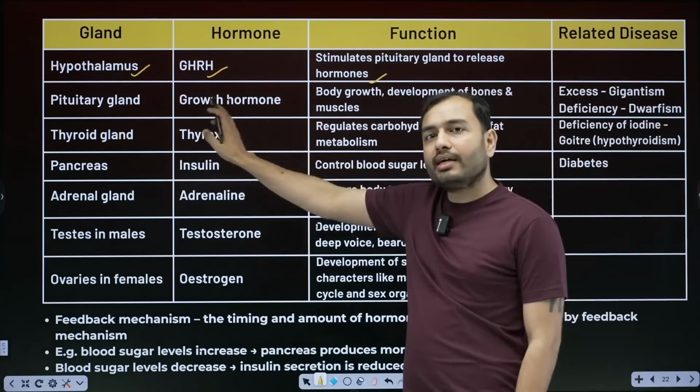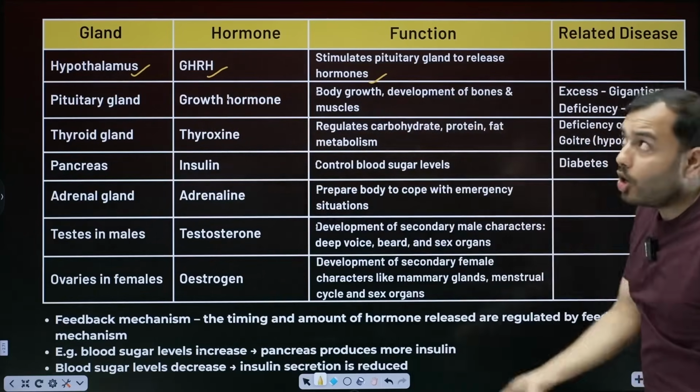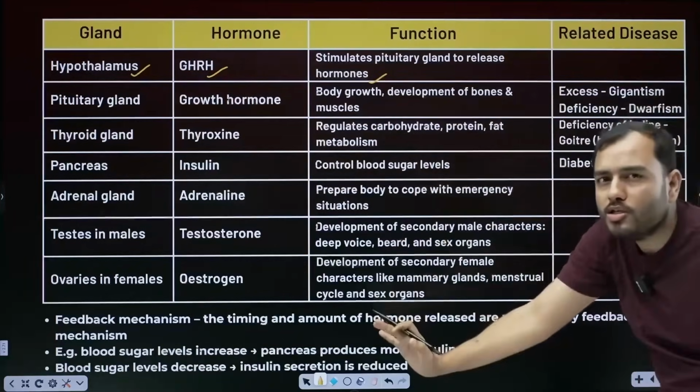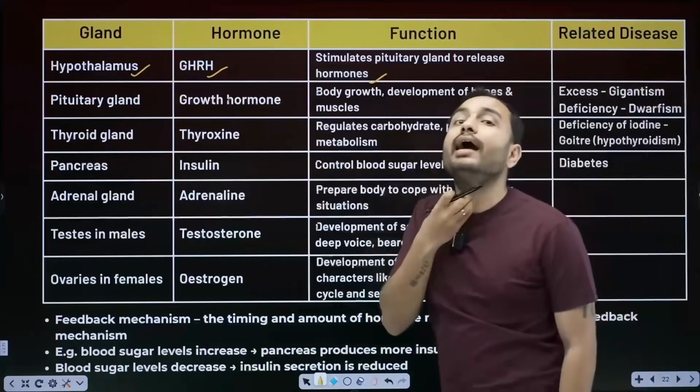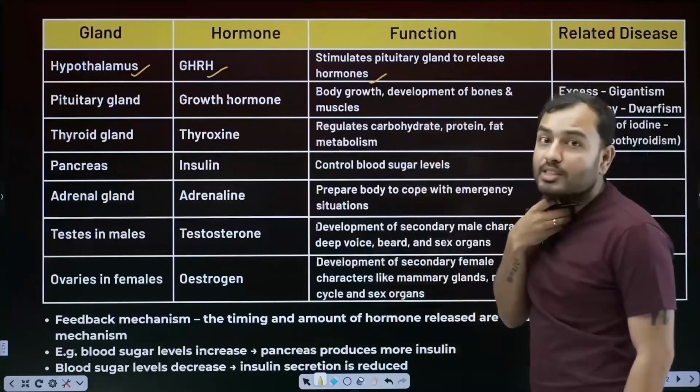Next, the pituitary gland, what does it release? Growth hormone. What is its main job? Growth and development. Too much released, gigantism. Too little released, dwarfism. Next, the thyroid gland, where is it? Below the larynx. What does it release? Thyroxine.